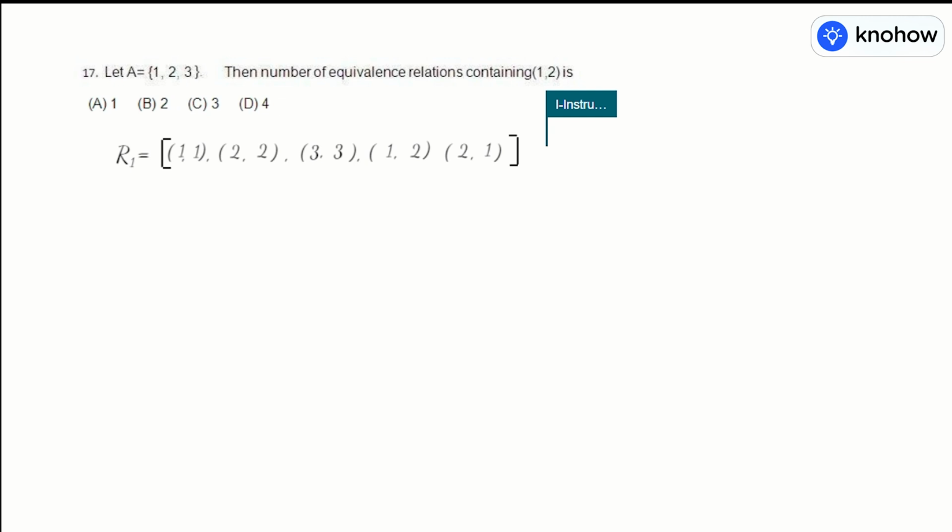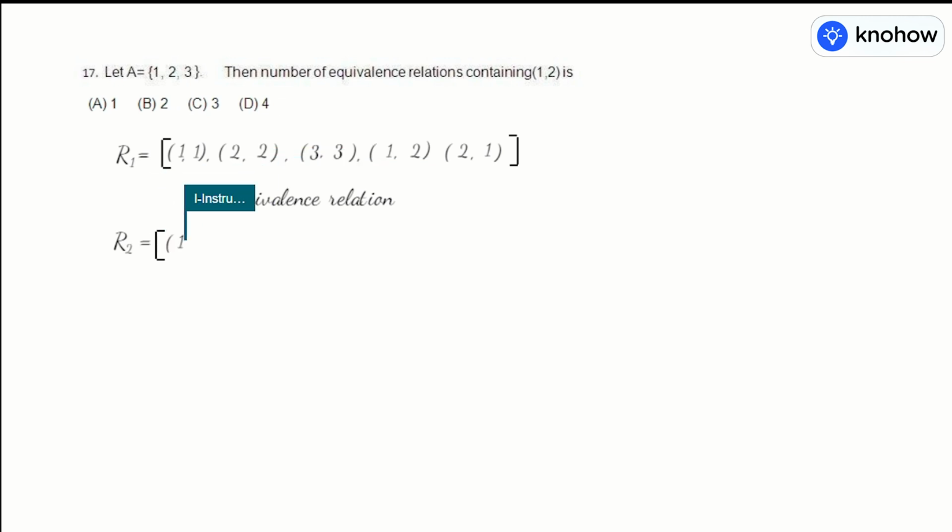Let's see. I look at it like this. (2, 1), (1, 2), (2, 2) is there. (1, 2), (2, 1), (1, 1) is there. So yes, R1 is an equivalence relation. So one R1 is there. Let me see if I can make more.